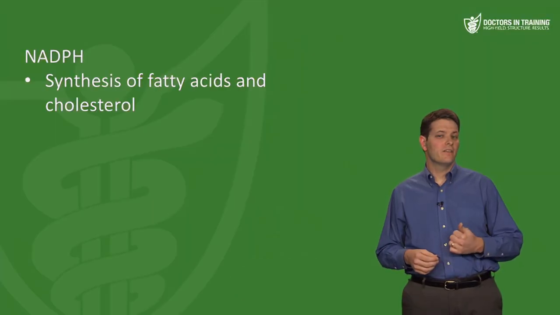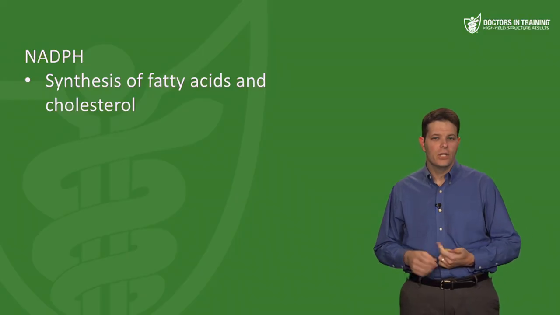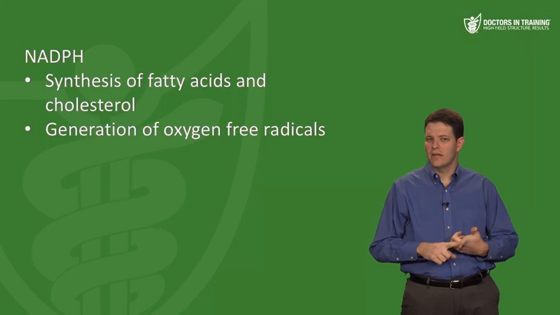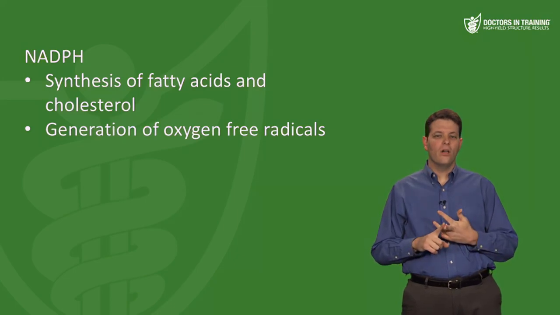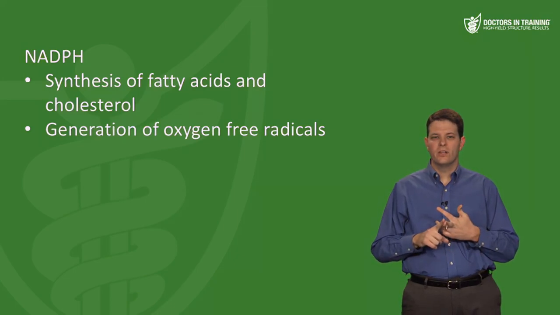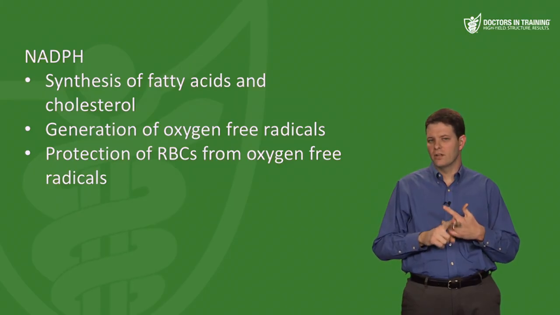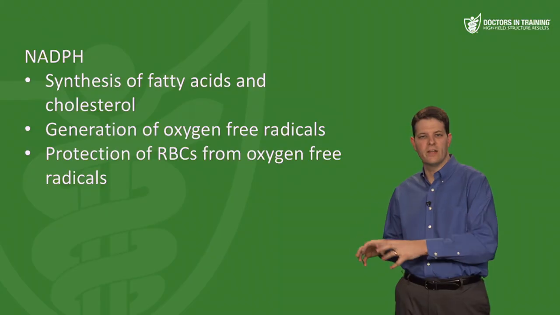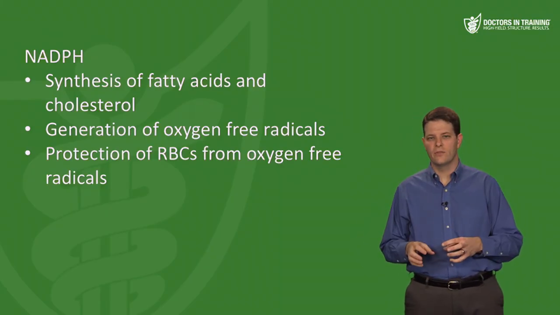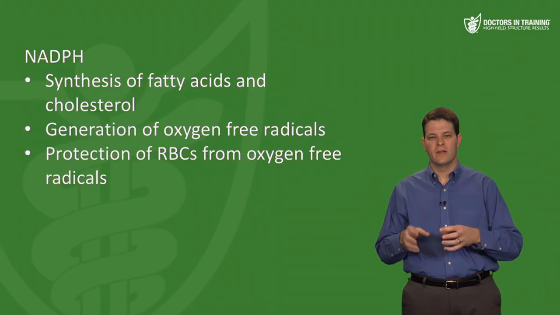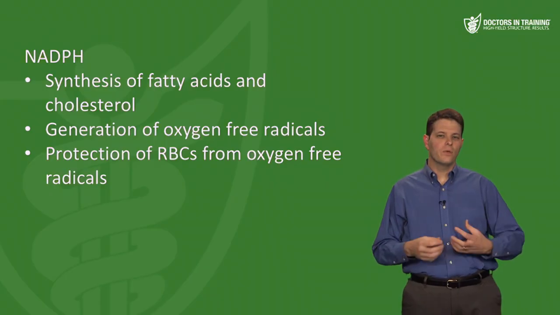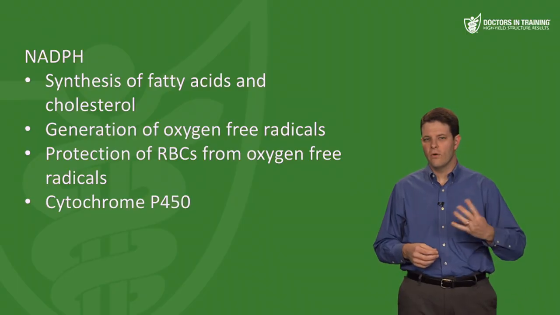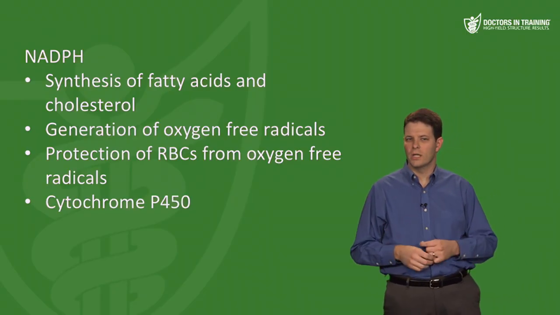So first let's talk about why NADPH is so important. NADPH is used for synthesizing fatty acids and cholesterol. You need NADPH to generate oxygen-free radicals to kill bacteria in your phagocytes. NADPH is also needed inside red blood cells to protect the red blood cells from oxygen-free radicals. So not only is NADPH used to generate oxygen-free radicals in the phagocytes, it's also used to reduce oxygen-free radicals in red blood cells to prevent damage. And then the fourth reason why you might need NADPH is for the cytochrome P450 enzymes. So 4 very important reasons why this is such an essential molecule.